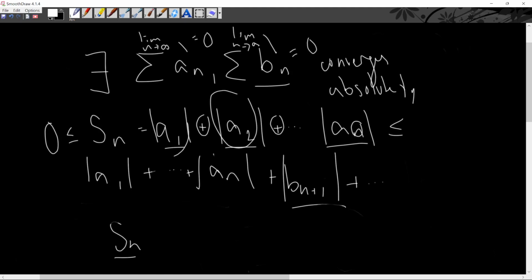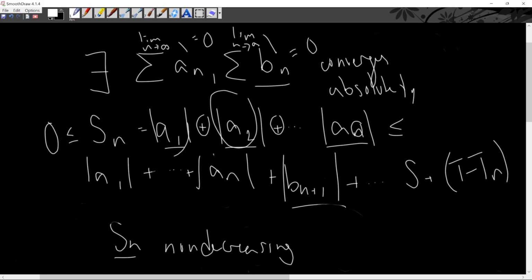So we'll just say that the partial sum up to n for s is non-decreasing, right? And this new sequence that we created, s plus t minus t sub n, is non-increasing, right? Because again, b sub n will be approaching 0 for higher and higher values of n, and this will get closer and closer to 0, right?